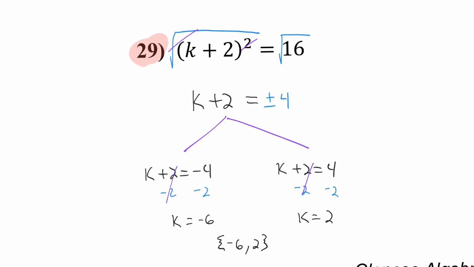Do not use parentheses, because when you have 2 numbers with a comma inside parentheses, that's an ordered pair. That means you have an x coordinate and a y coordinate. Do not use parentheses. We need to use brackets. So number 29, we got this answer.